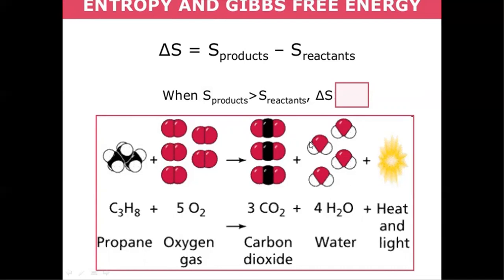So the product entropy will be increased. Why? Because entropy depends completely on the disorder. The products have more disorder than the reactants, so the entropy is more for products than reactants. That's why we can write that delta S becomes positive, because the products are more disordered than the reactants.